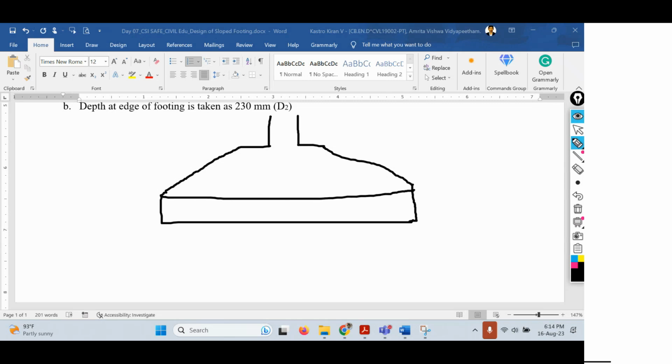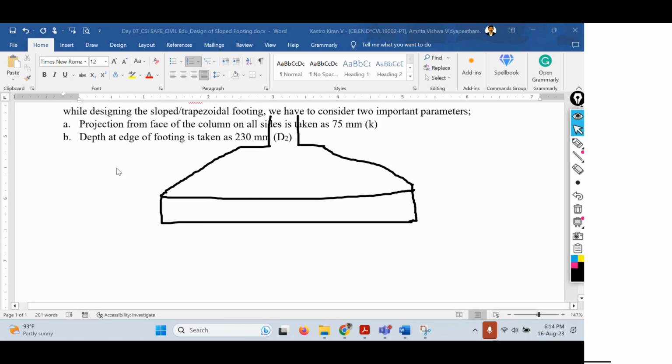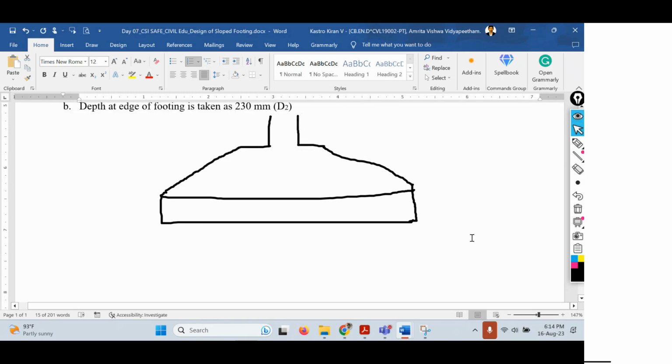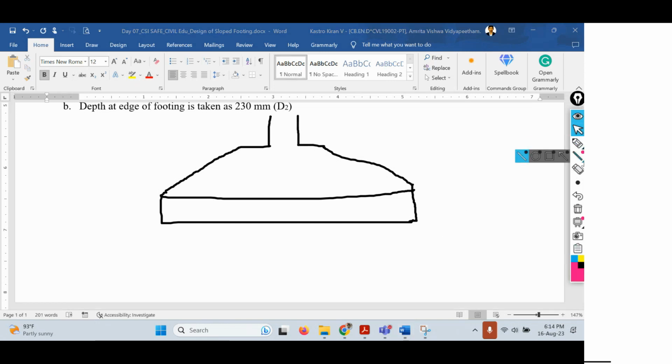So what I am telling here are the two important parameters. What is the first one? The projection from the face of the column on all sides is taken as 75 mm. So what is the projection from the face of the column? It is nothing but this one. This is the projection from the face of the column on all sides. So this projection should be 75 mm, as per the code versions. So a 75 mm projection has to be given.